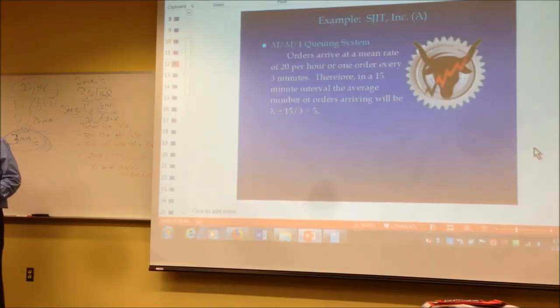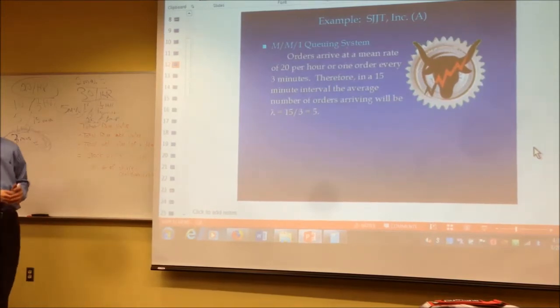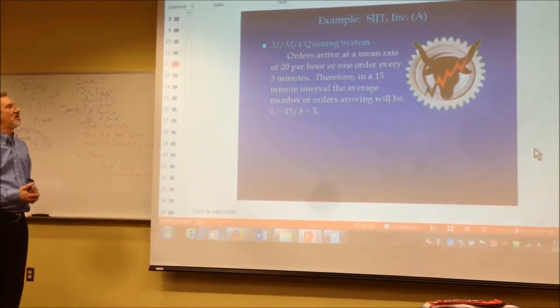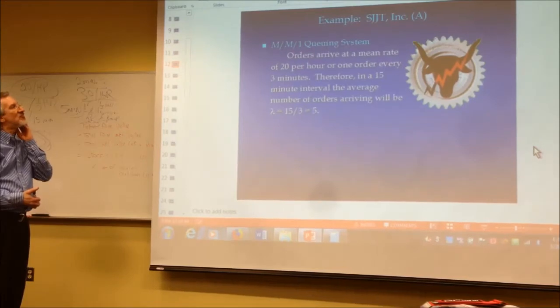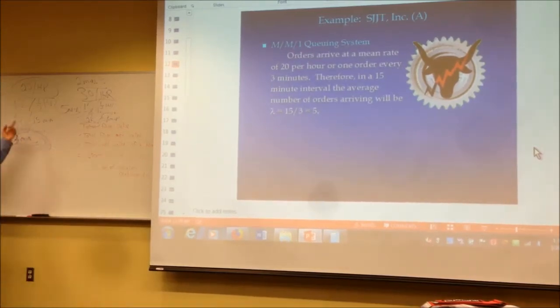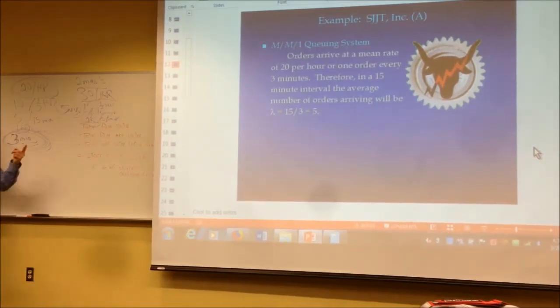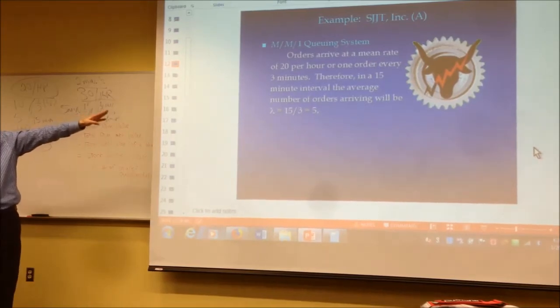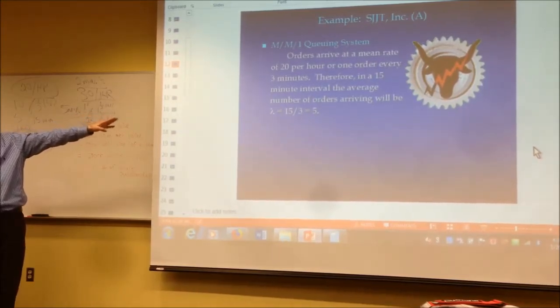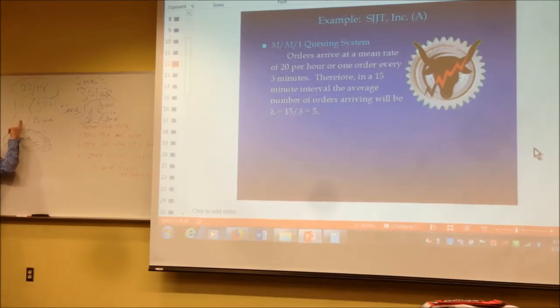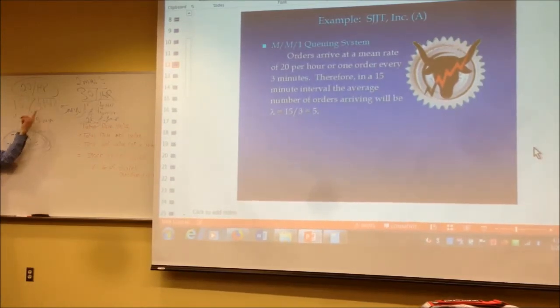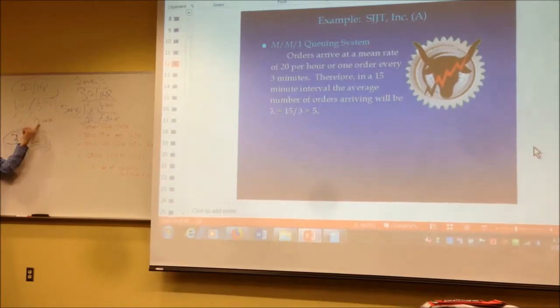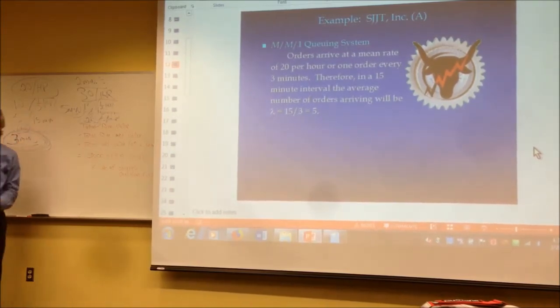It'll all come together. Question says, okay, if orders arrive at 20 per hour, which is 1 every 3 minutes, which it could have been given to you that way. Hey, orders or calls are coming in every 3 minutes. You've got to convert it to a rate instead of time. Then it says, therefore, in a 15-minute interval, the average number of orders arriving would be, and we did it right here, 5 per 15 minutes. We just went 20 per hour. That means 10 per half hour. Half of that is 5. We broke it down that way.